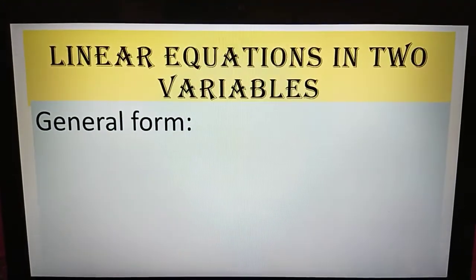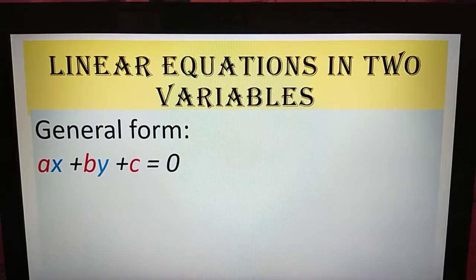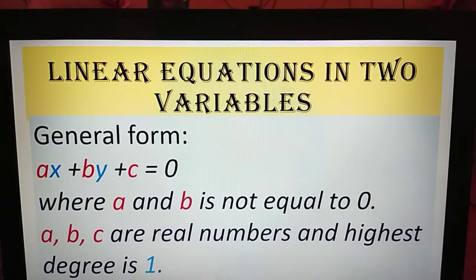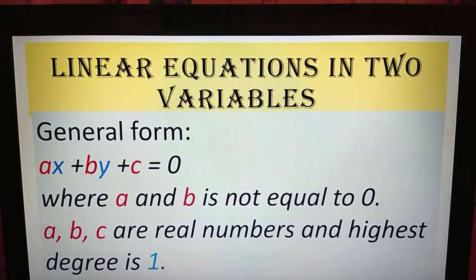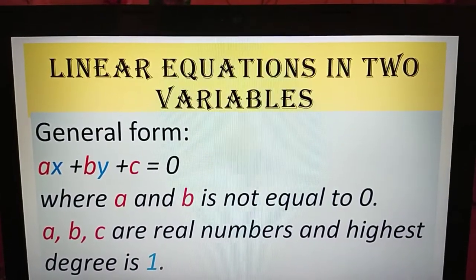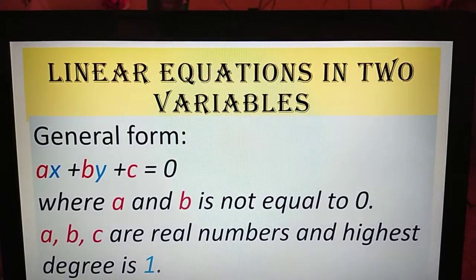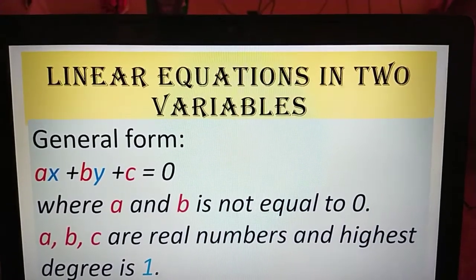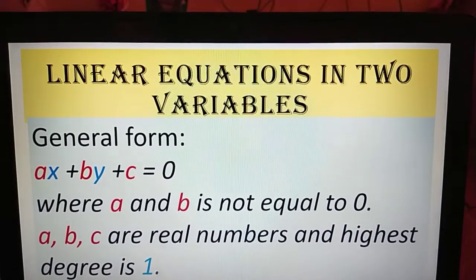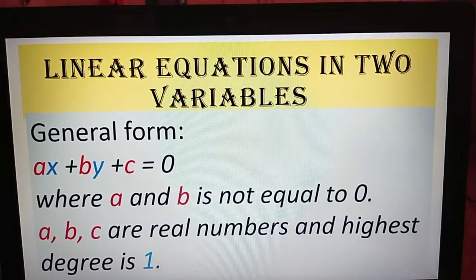So the general form of a linear equation is ax plus by plus c is equal to 0, where a and b are not equal to 0. A, B, C are real numbers and the highest degree is 1. Now a and b not equal to 0 means a and b shouldn't be equal to 0, otherwise this linear equation will convert itself to a linear equation in one variable. So that's the reason a and b shouldn't be equal to 0. And a, b, c are real numbers.